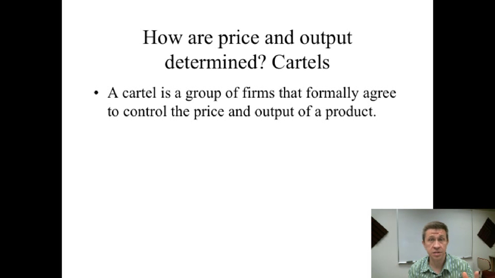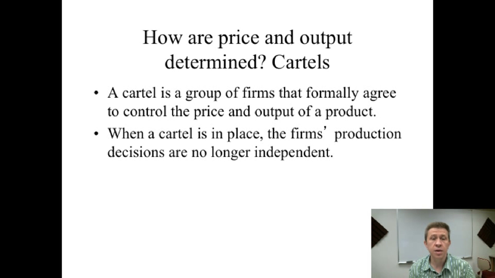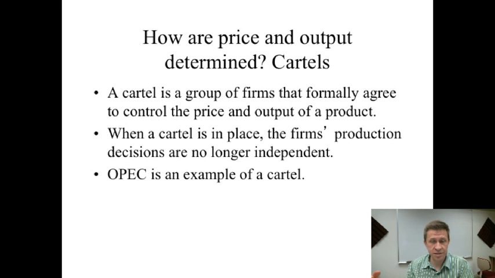These group of drug bosses will get together and say, okay, let's cut back on the production a little. Because we cut back on the production, we can charge a higher price. That's what a cartel wants to do. It is illegal in the U.S. When a cartel is in place, the firm's production decisions aren't independent anymore. So you would get together and do this as a group. You and all the other drug bosses, if you're in the drug cartel or if you're in whatever other industry, you decide, let's all just cut back on our production just a little bit. And if you do that, then you can charge higher prices.